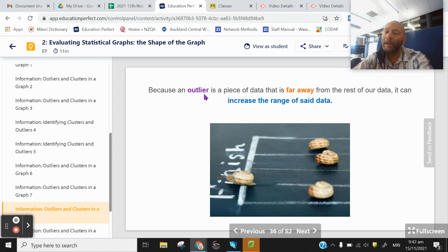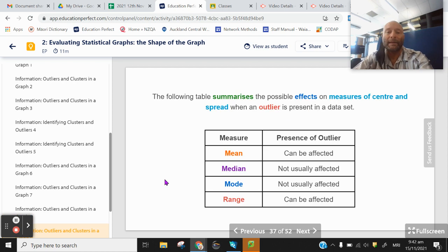Now, because an outlier is a piece of data that is far away from the rest of our data, it can increase the range of that data set. Again, good bit to add to your notes here. The following table summarizes the possible effects on measures of center and spread when an outlier is present.